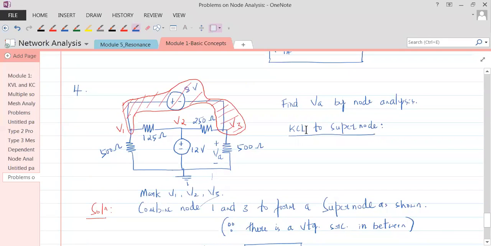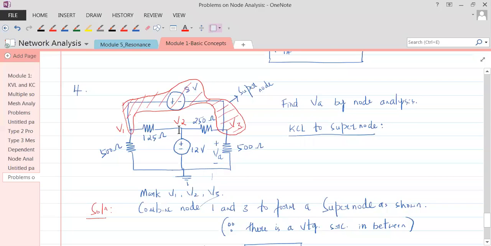How many branches here? 1, 2, 2 branches are going to node 1 and these 2 branches are going to node 3, but we cannot say node 1 and node 3 separately. Now node 1 and node 3 together is called the supernode. So this is the supernode. We should not talk in terms of node 1 and node 3, we should talk in terms of the supernode.